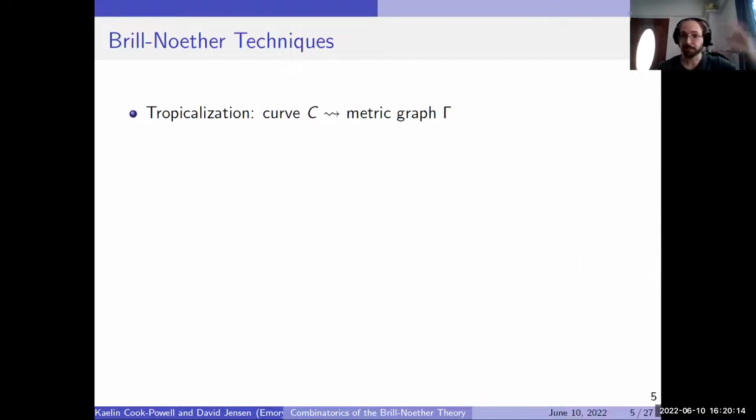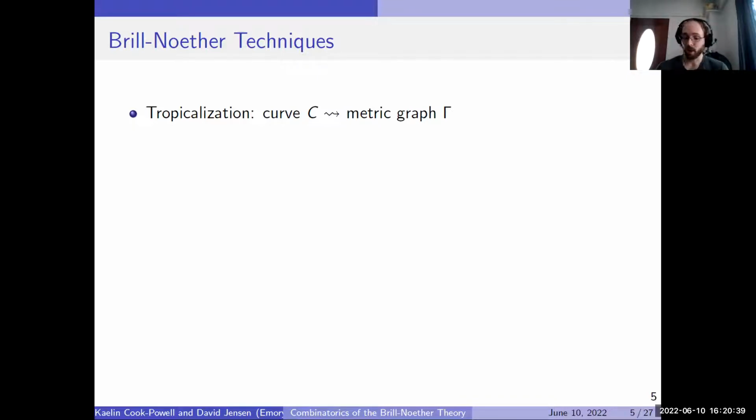Now, how do we get there? Well, I'm at least going to say the word tropicalization, in the sense that we tropicalize a curve, typically. Hopefully we all have a good idea of what happens here, but if not, the moral of the story is I have a curve, I smash it around, I smush it up, and I get some metric graph gamma out the end of it.